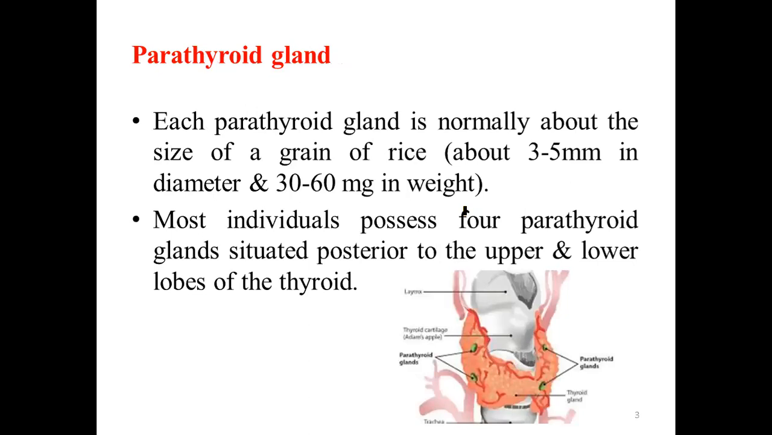When you look at the gland itself, it is normally about the size of a grain of rice. It is very small, 3 to 5 millimeter in diameter, and the weight is even very small. Most individuals normally have four glands situated posterior to the upper and lower lobes of the thyroid gland. That is why, as I mentioned, during thyroid surgery, the probability of inadvertent resection of the gland is very high. So this is a major problem.